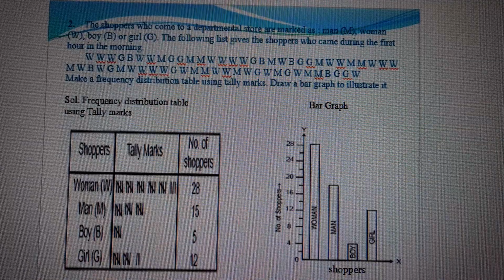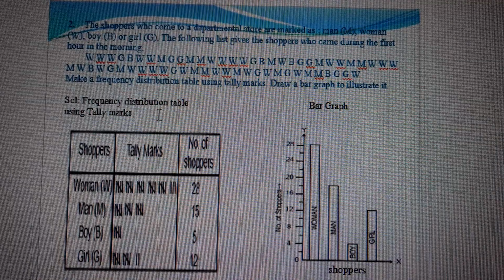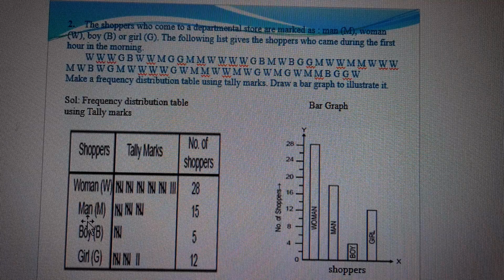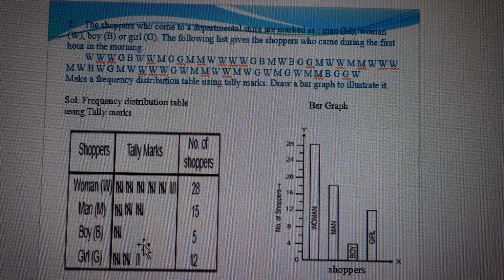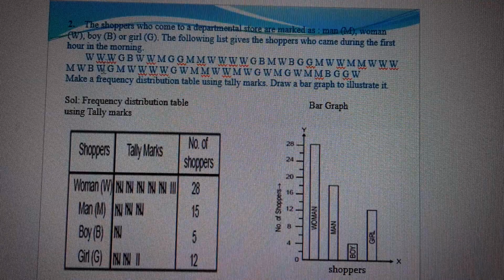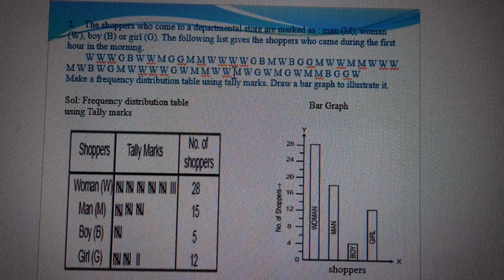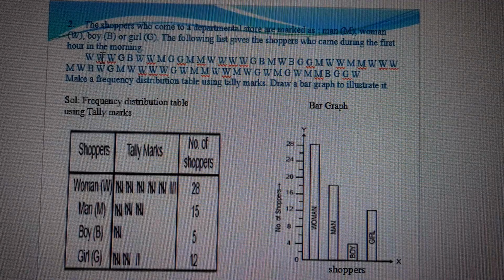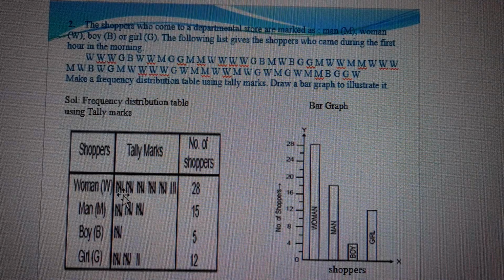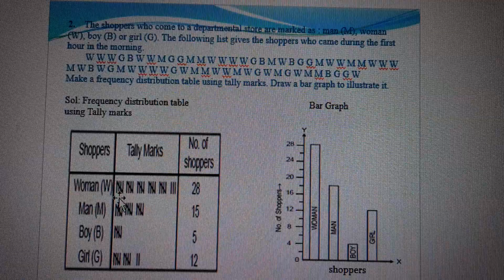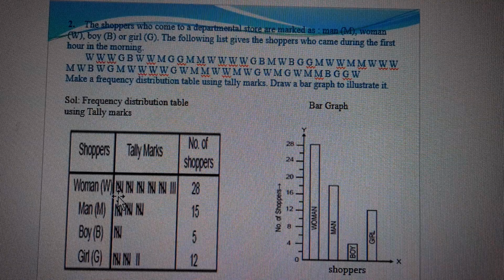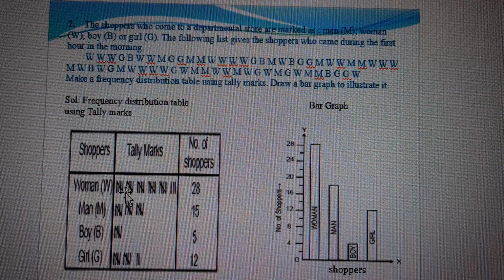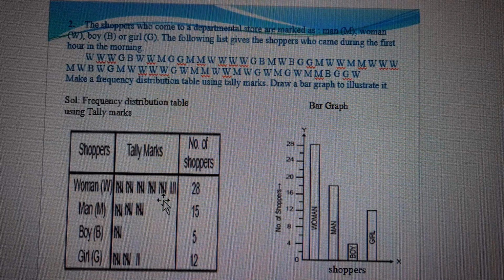So here the solution is done. Frequency distribution table using tally marks. So this is shoppers, women, men, boy and girl, tally marks. You already know how to convert this information into a frequency distribution table. Either you can count how many W's, and then one group of 4 straight bars and the fifth will be grouped into 5. So a group of 5 tally marks is here.